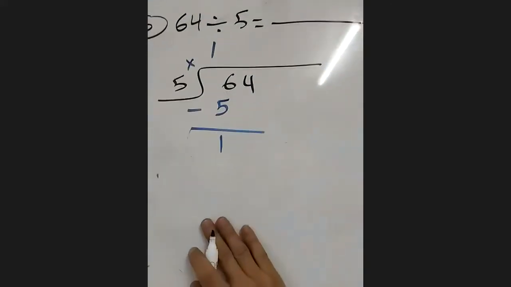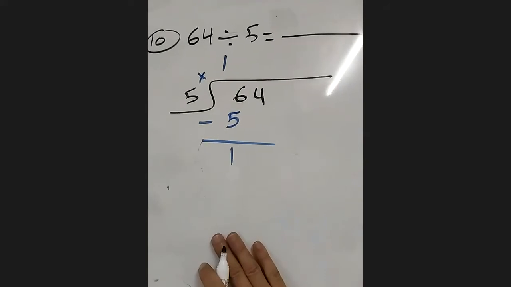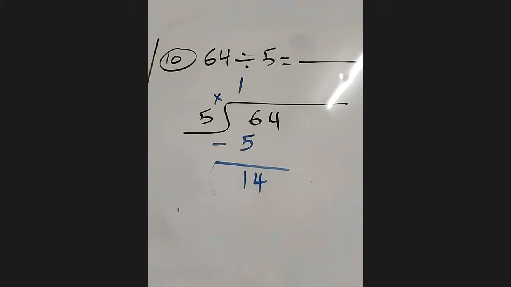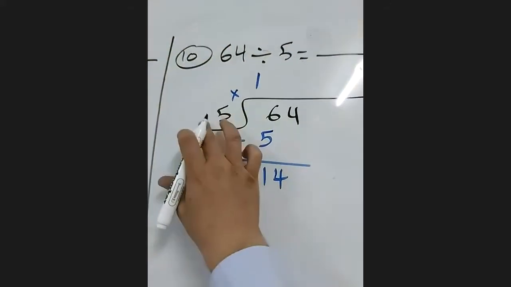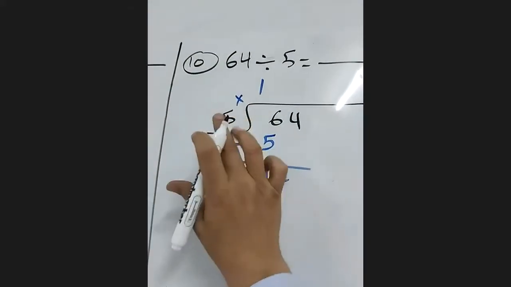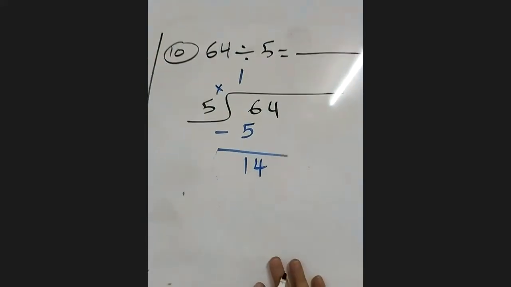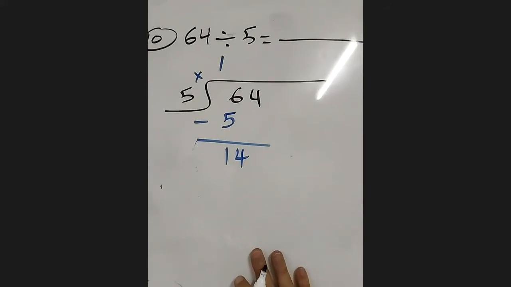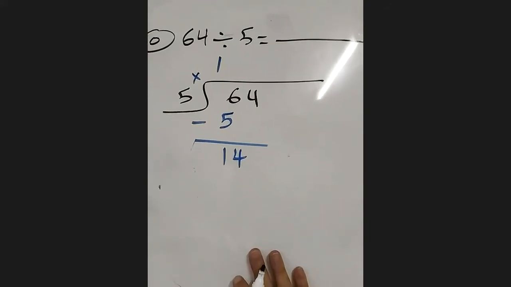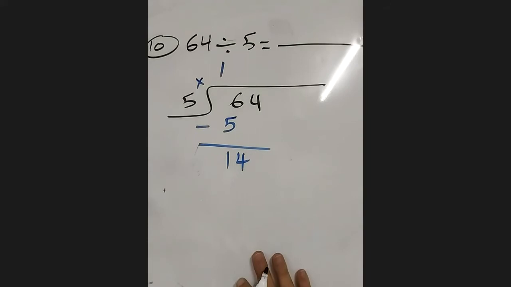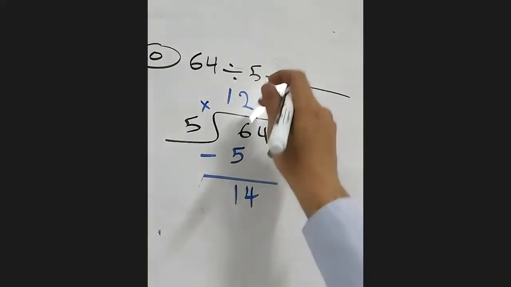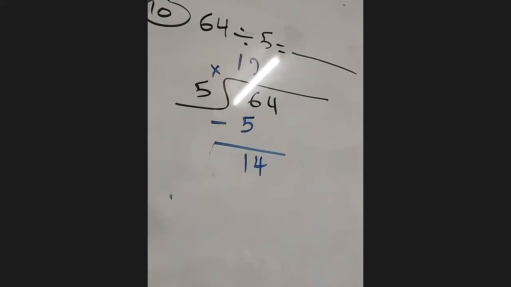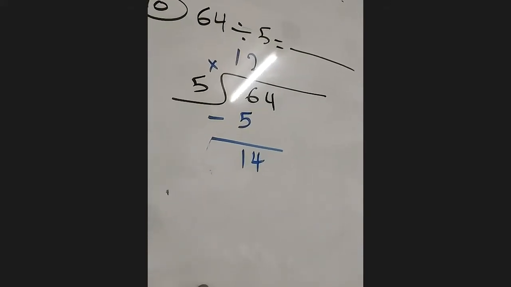Then put the 4 down. It will be 14. So 14 divided by 5. In the times table of 5, do we have 14? No, but we have 3. But if you put the 3, it will be 15, which is bigger than 14. So I need to put 2 to make it smaller. 2 times 5 equals 10. So we make minus 10.